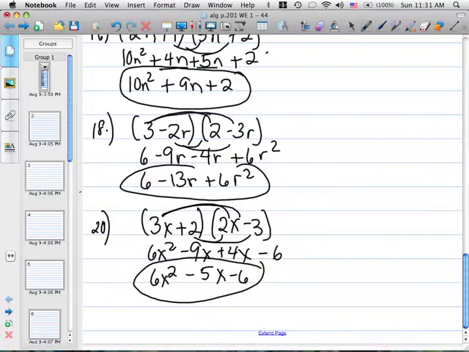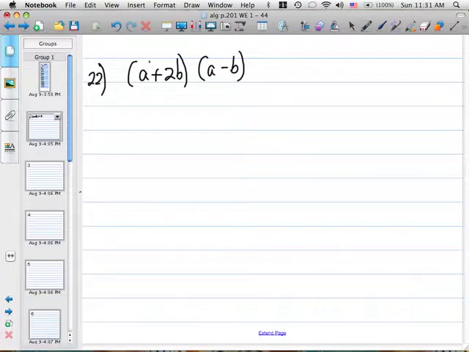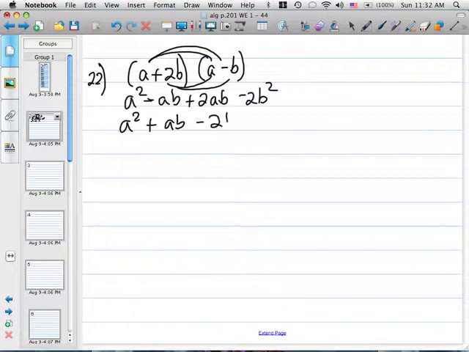On the next page, the directions say write each product as a polynomial. So number 22, we have a plus 2b times a minus b. First term, a squared. Outer term, negative ab. Keep your variables in alphabetical order. Inner term, plus 2ab. And last, minus 2b squared. Collecting like terms, a negative 1ab and a positive 2ab just make 1ab. And then minus 2b squared.